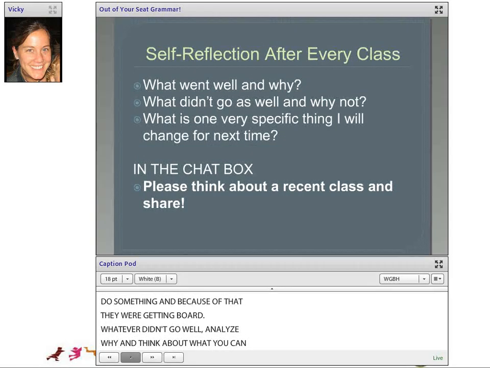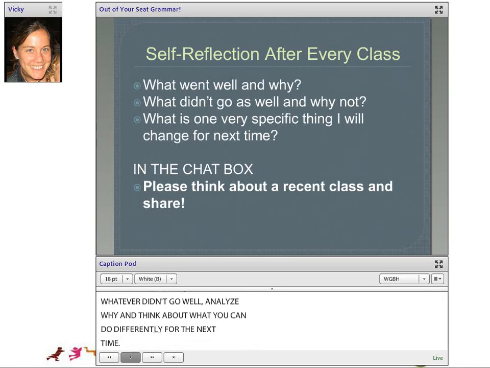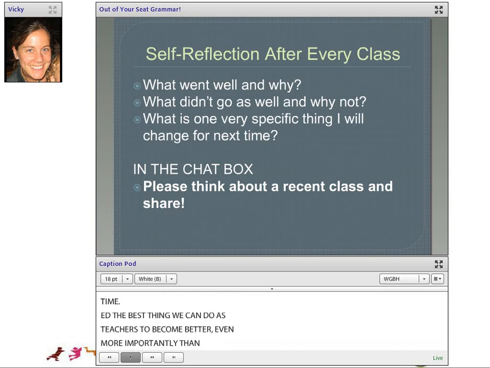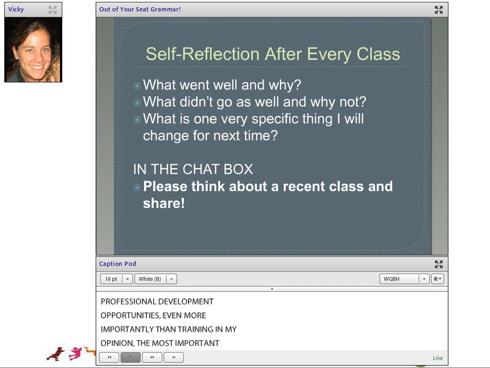The best thing that we can do as teachers to become better, even more importantly than more professional development opportunities, even more importantly than more training, in my opinion, the most important thing that we can do to improve is having self-reflection after every class.